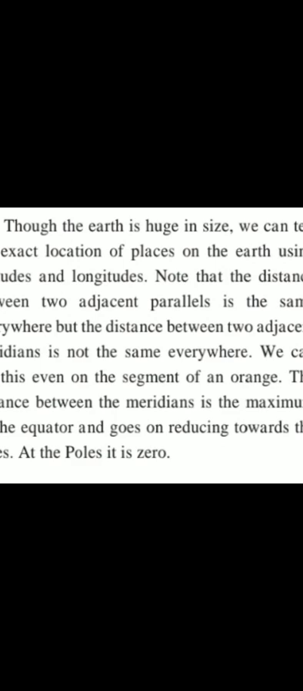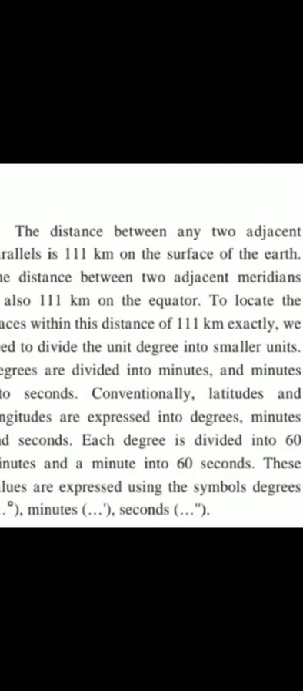The distance between two adjacent parallels is the same everywhere, but the distance between two adjacent meridians is not the same everywhere. The distance between meridians is maximum at the equator, and goes on decreasing towards both the poles. At the poles it is 0.